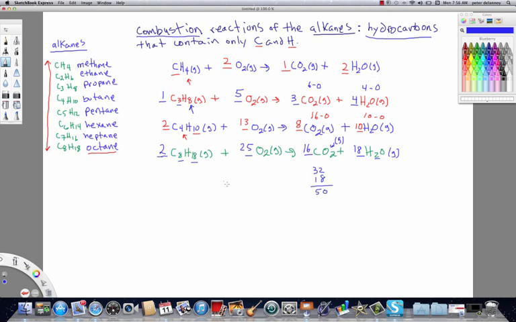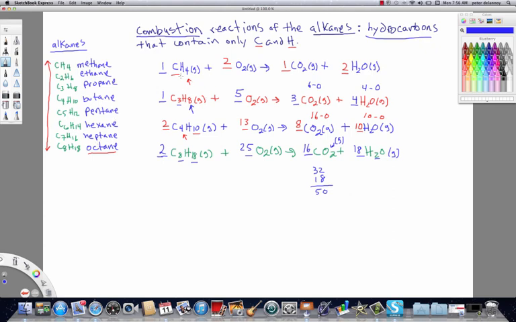Okay, so rule of thumb with the alkanes. These are very important combustion reactions. All chemistry classes focus on them. You should practice balancing these reactions between methane and octane because of the frequency with which they show up on tests.